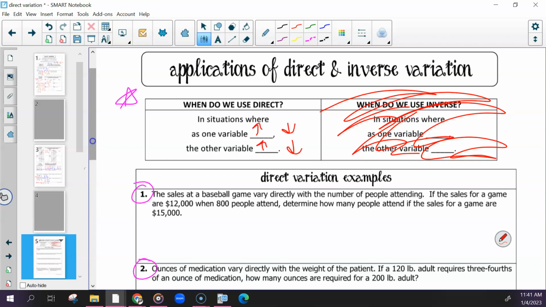So what I mean by that is the more people that attend a game, the more sales that game makes. The less people that attend a game, the less sales the game makes. The more time you use to study, usually the better your grade is. The less time you use to study, usually the lower your grade is. Things like that. They go up or down together.